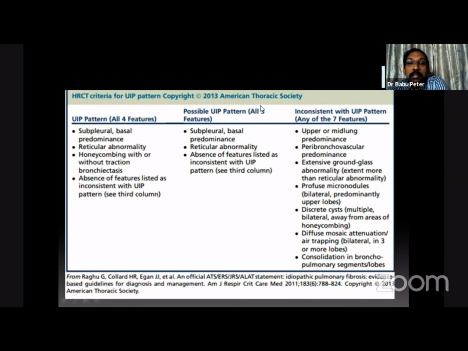And now recently in the 2013 version by the American Thoracic Society, they have said that all four features have to be present to say it is a UIP pattern, which are subpleural basal predominance, reticular abnormalities, honeycombing with or without traction bronchiectasis, and some features have to be absent. The features that have to be absent are upper or mid-lung predominance, extensive ground glassing, micronodules, discrete cysts, and diffuse mosaic attenuation and air trapping. We say it is a possible UIP pattern when it is subpleural and basal predominant and there is absence of features inconsistent with UIP pattern.